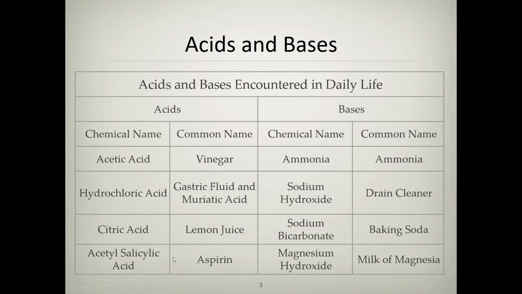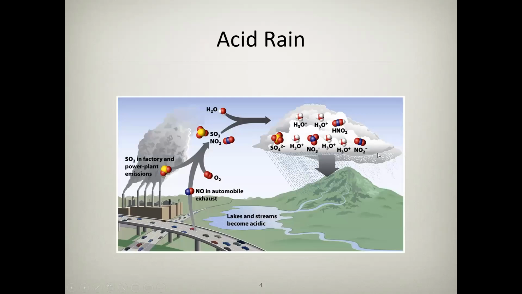Even something like aspirin is acetylsalicylic acid. A lot of fruit is going to contain citric acid, and even vitamin C is ascorbic acid. We'll see exactly what makes all of these acids acidic, what the definition of those are. And then, like I said, with the bases, a lot of those are used in cleaning products. So you can see your drain cleaner, ammonia, and then just a bunch of other things.